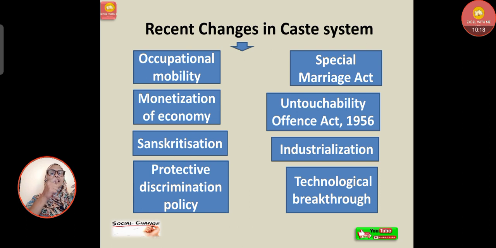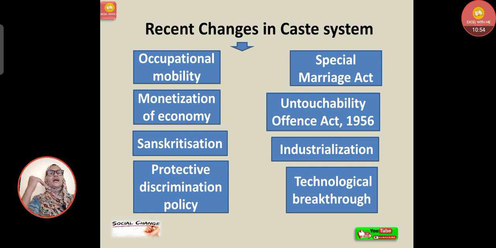Nextly, protective discrimination policy. That is, the protective discrimination policy of the government further led to the enhancement of the status of many of the subjugated castes. Such policies also led to the improvement in socio-economic conditions of various castes. Nextly, the Special Marriage Act. That means the enforcement of the Special Marriage Act of 1954 further brought about many changes in improving the marital alliance among the castes.